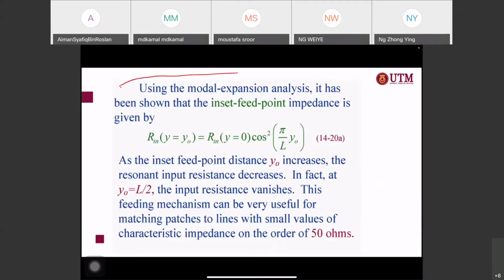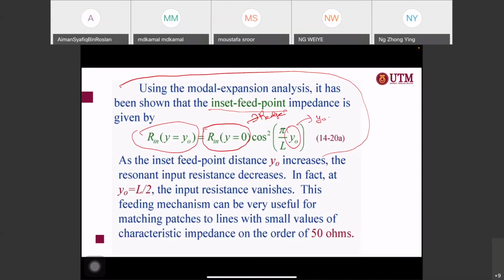Okay, so if you're using the modal expansion analysis, it has been shown that the inset feed point impedance is given by R_in(y0) equal to R_in(y0 = 0), where this is at the R_H. Sometimes I put the R_H here. Cos squared of pi over L multiplied by y0. y0 is the position that you want to find. L is the length of the patch.